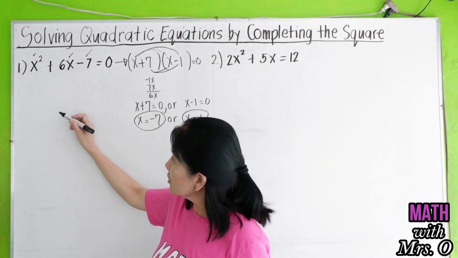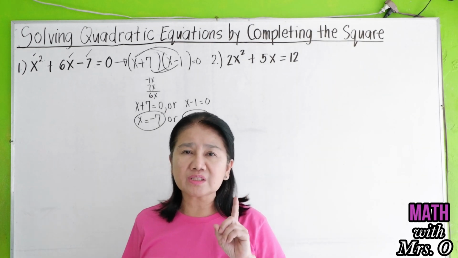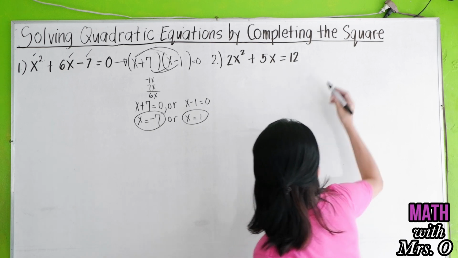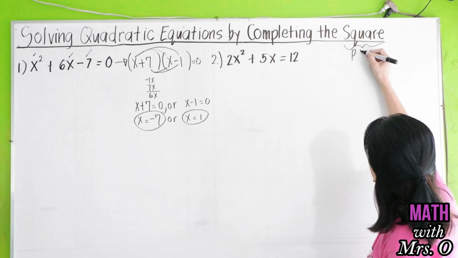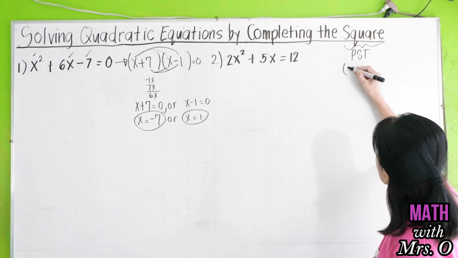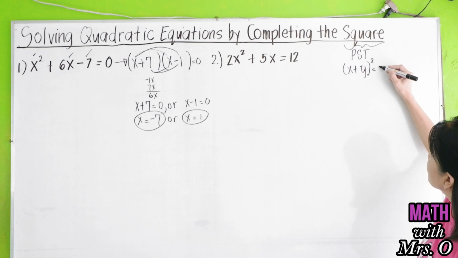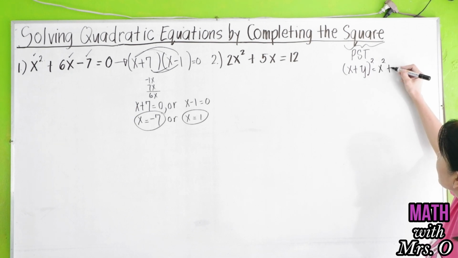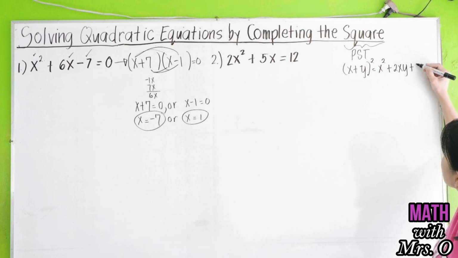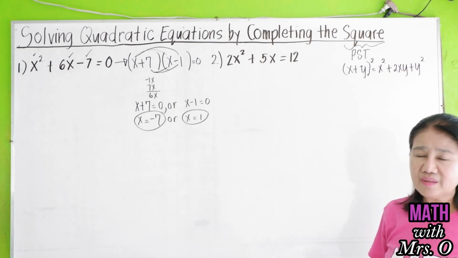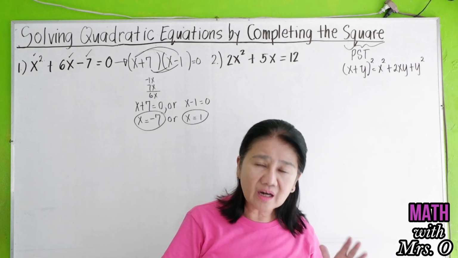So now, let us use completing the square, and we will compare the answers with those using the factoring method. Completing the square here is referring to the perfect square trinomial, or PST. It states that when you square a binomial x plus y, it is equal to the square of the first term plus twice the product of the first and the second term plus the square of the second term. That is the square we're referring to.